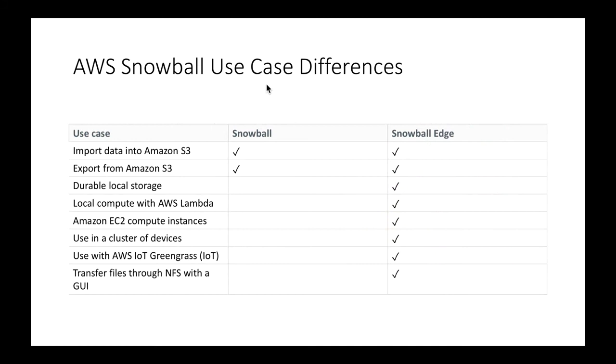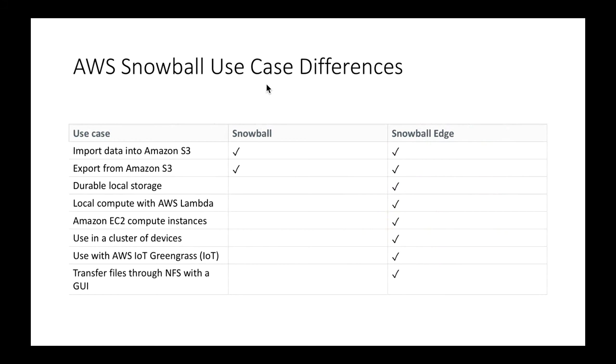So let's say you just want to import all your data to and from Amazon S3, you can use Snowball or Snowball Edge. But for the rest, like if you want durable local storage, because Snowball Edge comes with an EC2 machine, right? So it will provide you local storage as well. And if you want to perform some kind of compute using AWS Lambda or Amazon EC2, you can do that as well. It also provides you clusters of devices which you can use, and it also comes with IoT Greengrass.